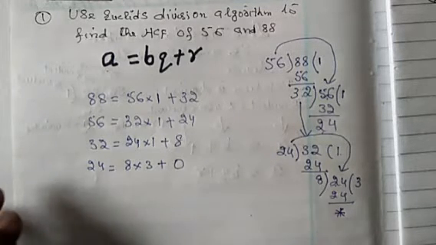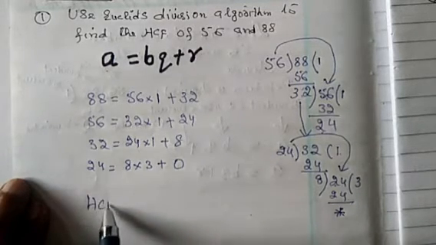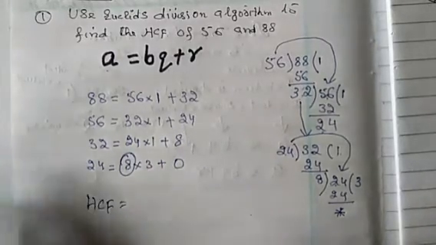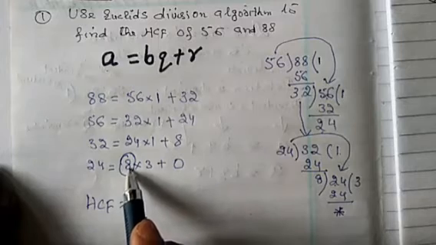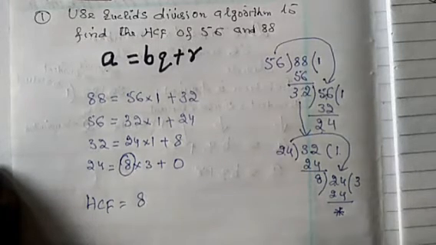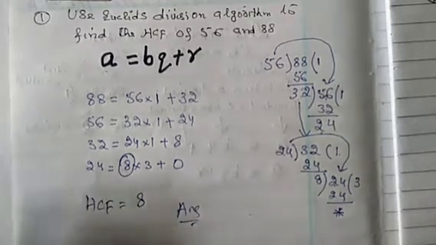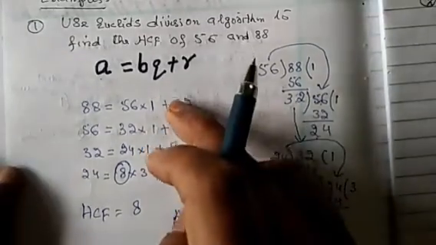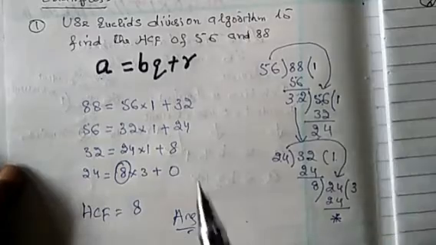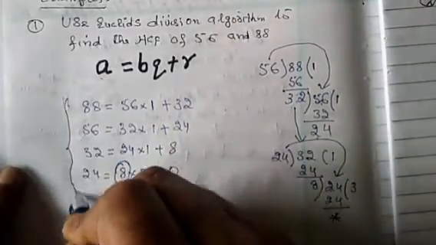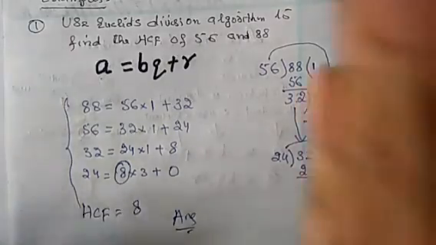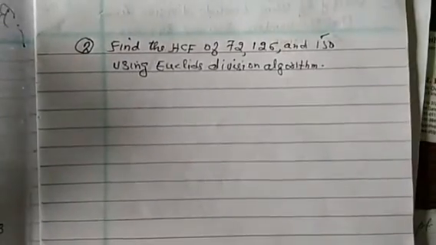And what he says is that the SCF will be the last divisor, this one. The last divisor will be the SCF. And here we got the last divisor is 8. So this is your answer, guys. Got it? It's clear. So these steps that we are following now are nothing but Euclid division algorithm lemma. This is the step he has given us. Let us go to the second question.